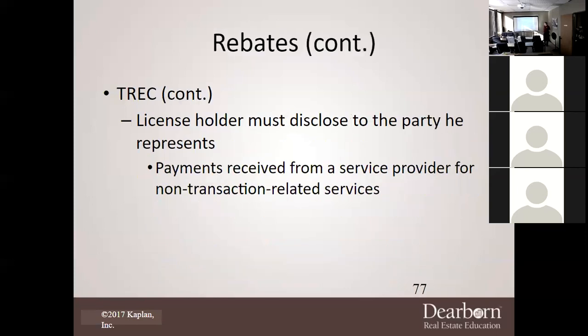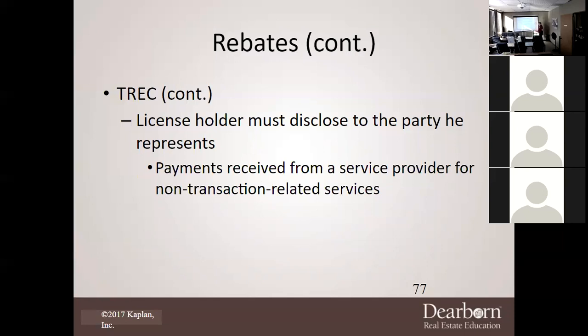Okay. Also, payments received from a service provider for non-transaction related services. So you can get payments from a service provider for transaction related services. So after Mr. Eugene, Miss Linda closes Travis's transaction, he buys a house.